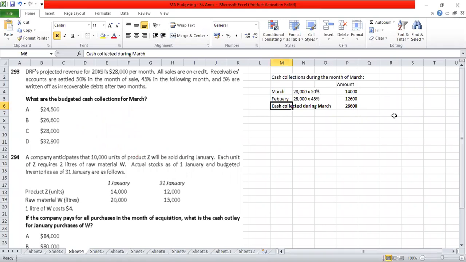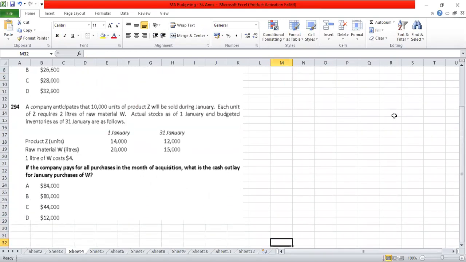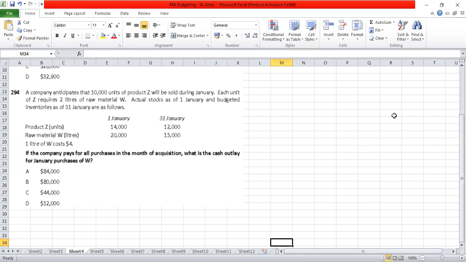Okay, let's look into the solution for 294. A company anticipates that 10,000 units of product Z will be sold during January. Each unit of Z requires 2 liters of raw material W. Actual stocks as of January 1 and budgeted inventories as of 31st January are as follows.